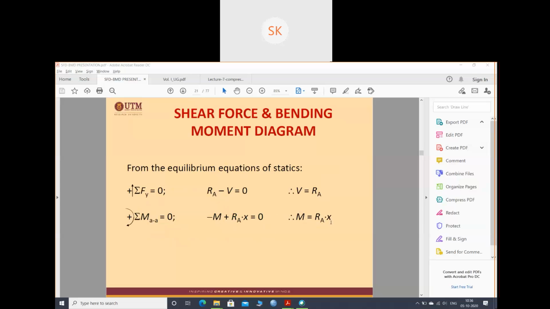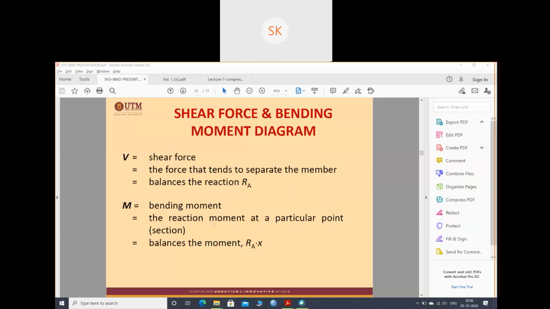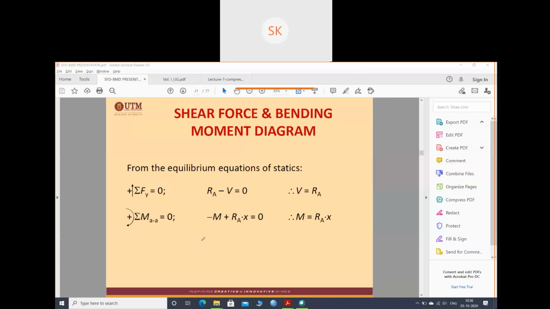Have you understood this part? I have taken this section. Let me draw this section here, that will be easier. This is my Ra. I am getting a shear force and a moment. If I want to find summation of all the vertical forces equals 0, so Ra minus V, so I got Ra as V. Then if I want to find the moment about AA, this is my cutoff section, this is AA, what will be my moment?